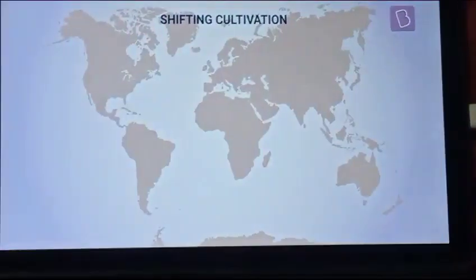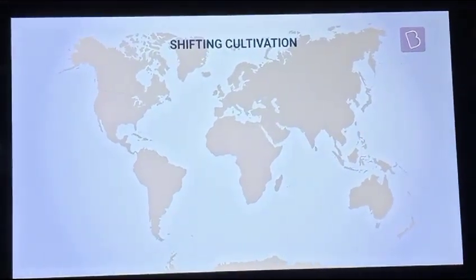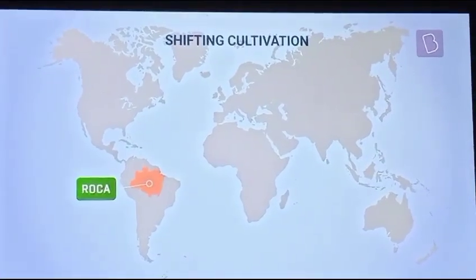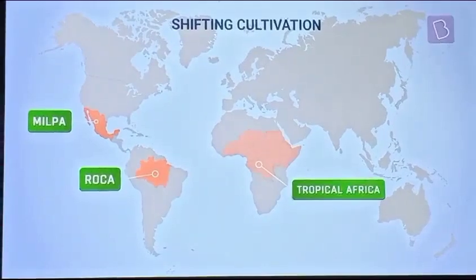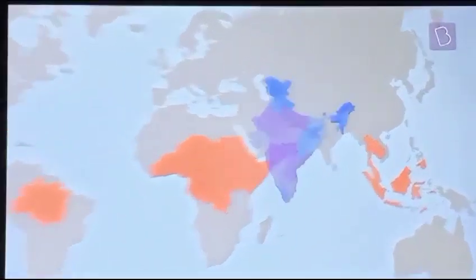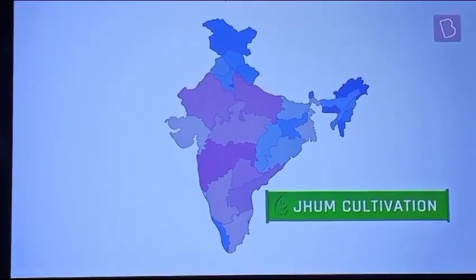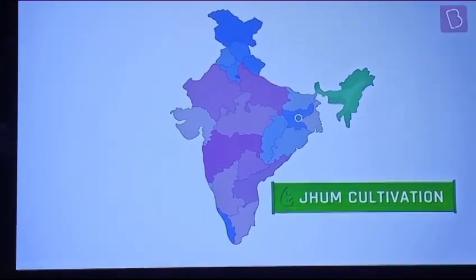This type of farming is practiced in the thickly forested areas of the Amazon basin in Brazil, where it is called roca. Mexico, where it is called milpa. Tropical Africa and parts of Southeast Asia. In India, it is known as jhum cultivation and is practiced in the northeastern part of India as well as some regions of the Chota Nagpur plateau.